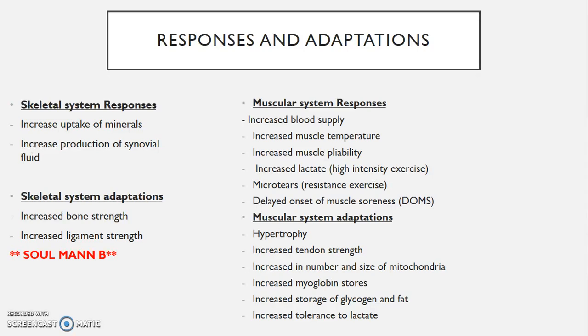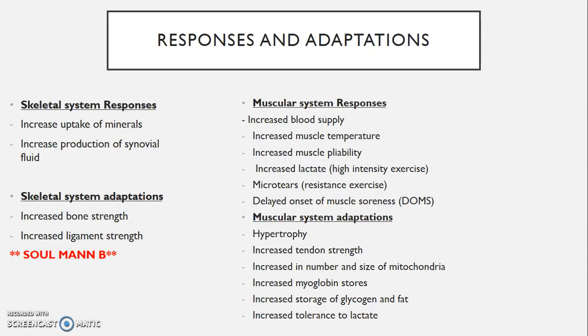Now, what are the adaptations to the muscular system? You have to think, when you exercise, your muscles get bigger. Okay, so hypertrophy occurs. You get increased tendon strength, increased number and size of mitochondria.